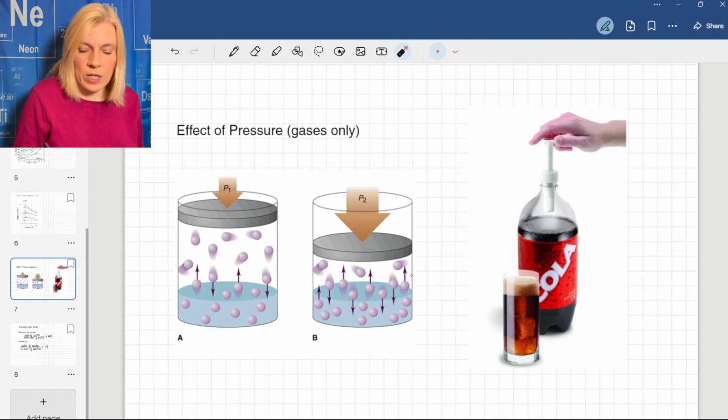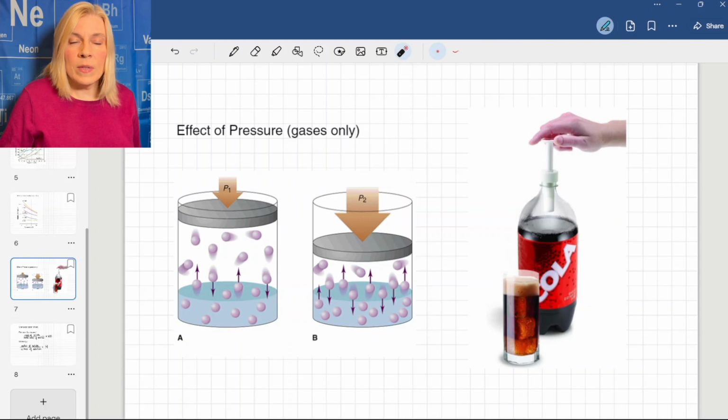If I increase the pressure, I'm going to push these molecules closer together. There will be more collisions, and by pure statistics, more of them will also go down. If they go down, they will go into my solution. So as pressure increases, I can put more gas into the solution. And this is how they pack carbon dioxide gas into soda. They package it under pretty high pressure conditions, and then lots of carbon dioxide gas can go in.